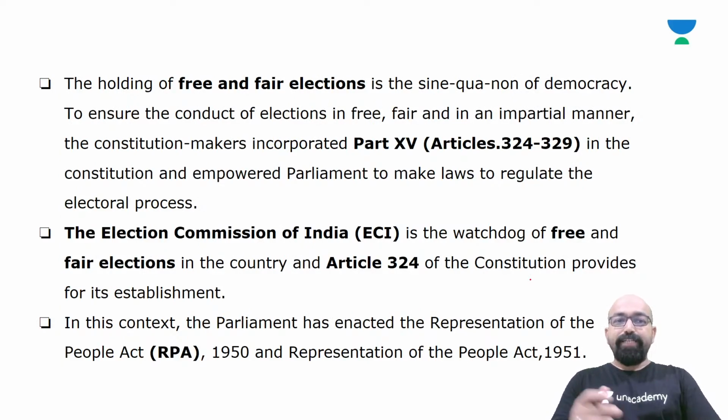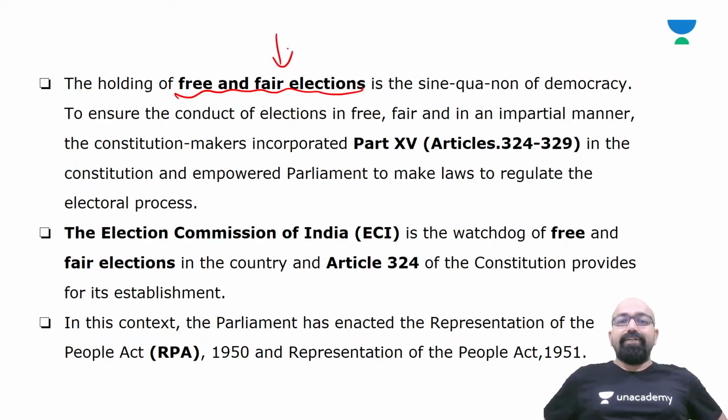Here we go. So friends, if we are talking about the Representation of the People Act in background, in a country like India, or when we are talking about a democratic nation, the holding of free and fair elections is the sine qua non of democracy. So to ensure the conduct of elections in a free, fair and impartial manner, the constitution makers incorporated Part 15 in the constitution, that is Articles 324 to 329, empowering Parliament to make laws to regulate the electoral process.